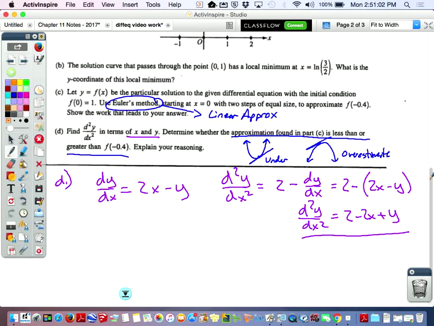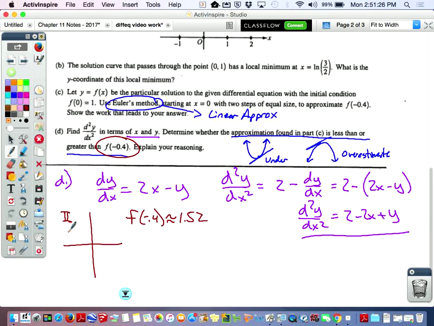So specifically talking about this point, this f of negative 0.4, if we think about that location on the axes, we'd have f of negative 0.4 was approximately equal to 1.52. That puts it over here in quadrant 2. In quadrant 2, our x values are less than 0, but our y values are greater than 0.